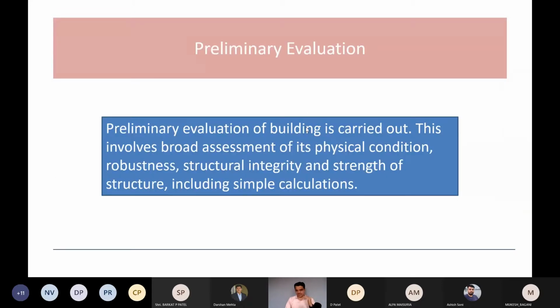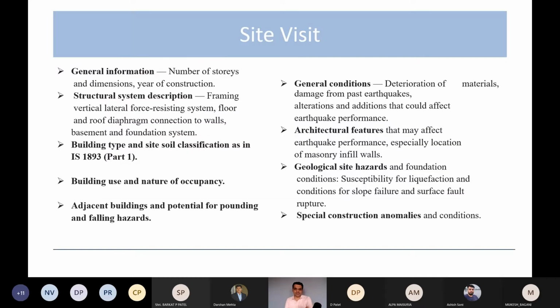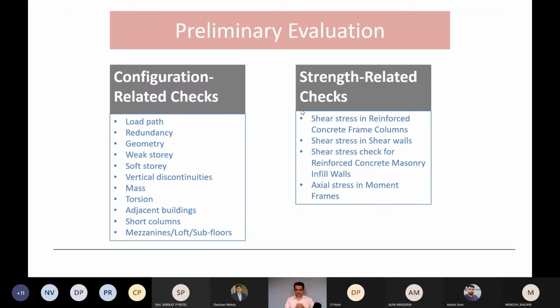Okay, and the first step is to carry out the preliminary evaluation of buildings. This will involve the broad assessment of its physical condition, robustness, structural integrity, and strength of structure, including simple calculations. And it is defined very nicely in the code. So if you're interested, you can refer to the code. And even for the site visit, there is a very detailed list given of what exactly we have to check on the site. For example, building type and site soil classification, geological site hazards, spatial construction anomalies, and then each head, whatever I'm showing right now, is detailed out in the code, but it's a very elaborate checklist for the site visit.